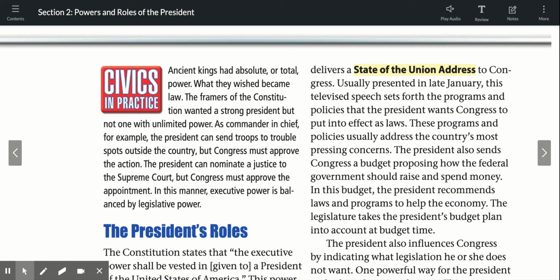Okay, so this will usually happen in late January. It'll be on TV. The president will come to Congress. There'll be this big ceremony. Normally, the opposition party will have their own little rebuttal to that president.